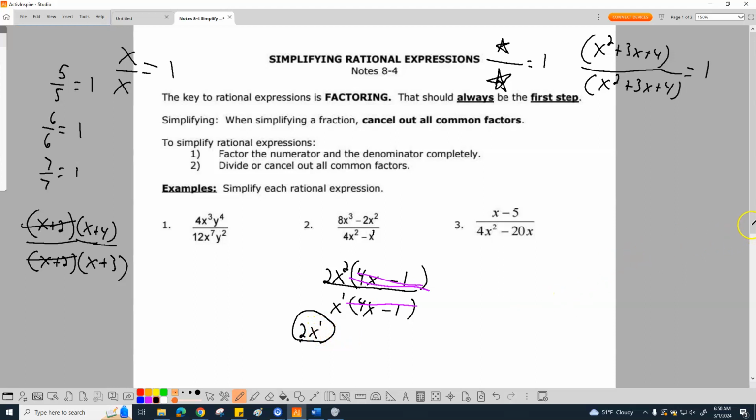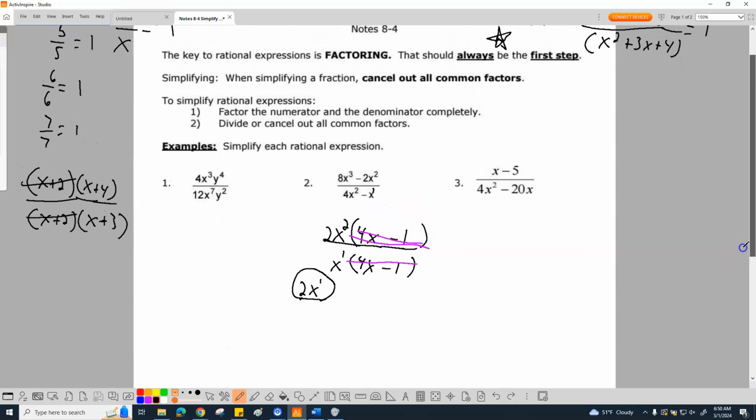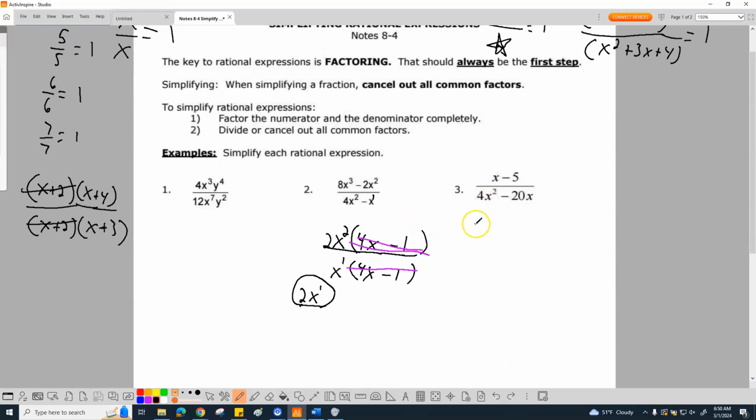I'm going to do one more little example on this main lecture, and then I'm going to move into separate videos for all the rest of the notes. So here we go for number 3. X minus 5 can't simplify at all. I'm going to have it as a group right now, though. On this next one, I can pull out a 4x. I can pull out a 4x, which gives me x minus 5.